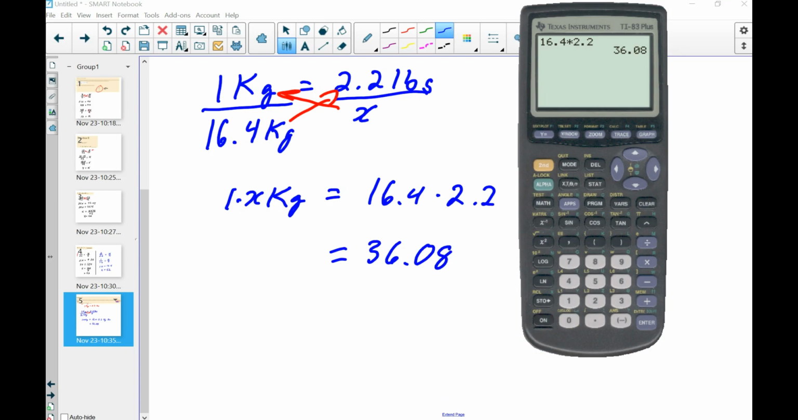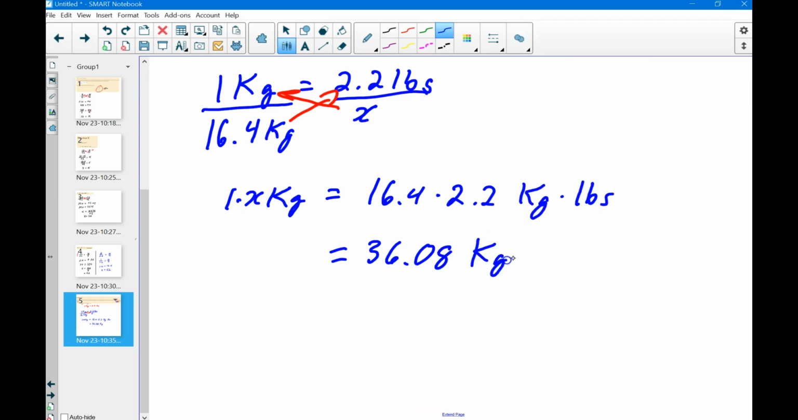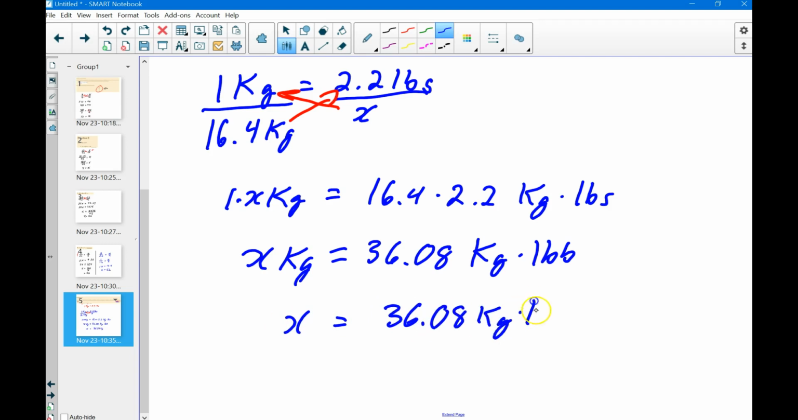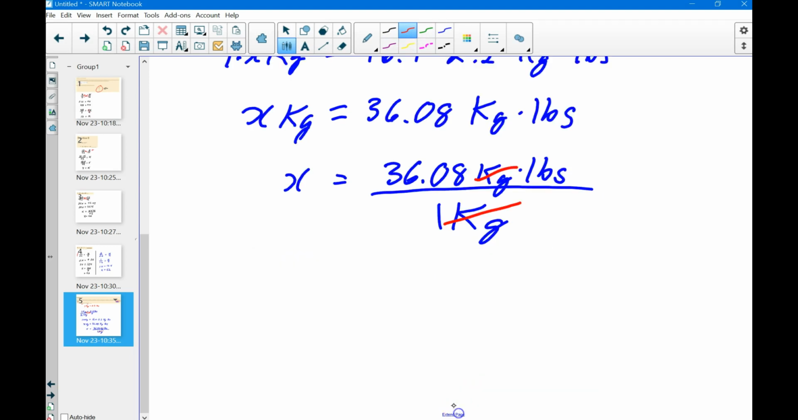You notice the units are still the same. We have kilogram, pound. Then on the other side, we have x kilograms. So now my x is equal to 36.08 kilograms times pounds. It should be an S. And now you'll see what happens when I divide by 1 kilogram. The kilogram unit cancels. And I'm left with x equals 36.08 pounds.